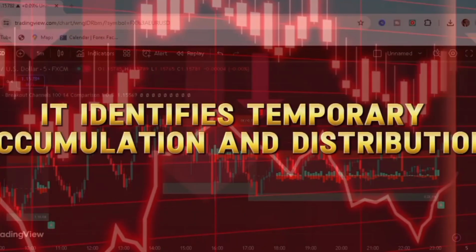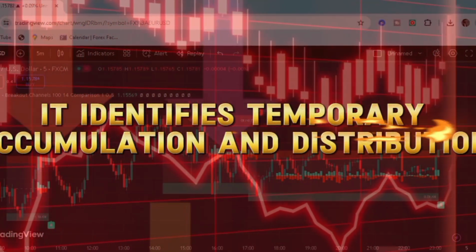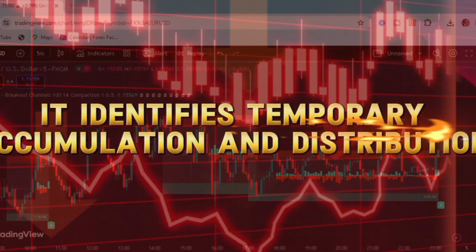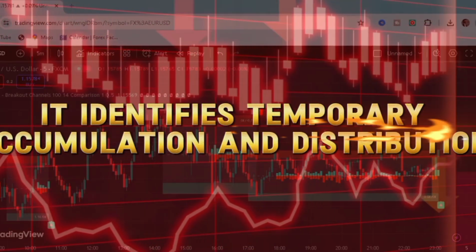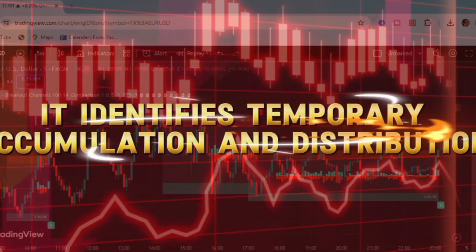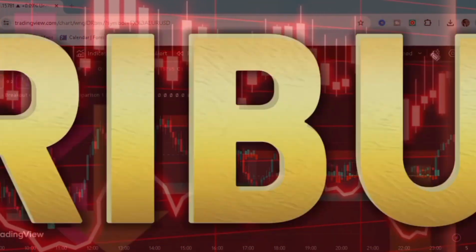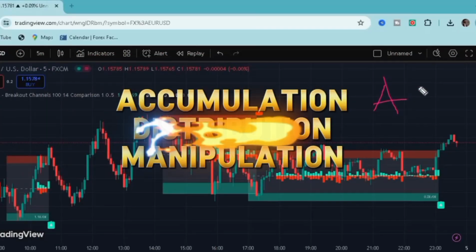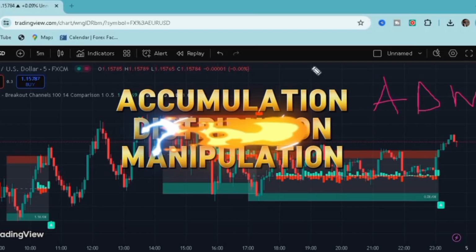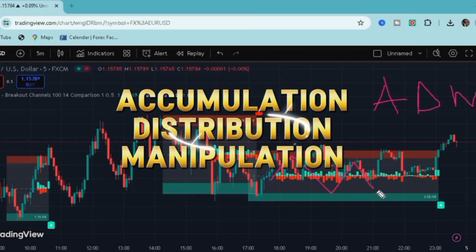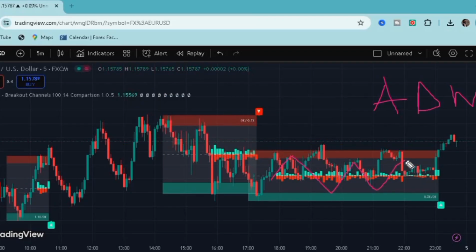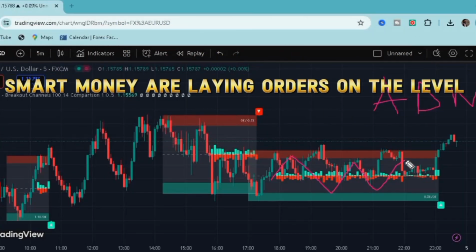And therefore guys, it identifies temporary accumulation or distribution ranges using the volatility as well. So guys, you all know about accumulation, you know about distribution, and as well guys, manipulation. It is a very nice thing to really know. And remember guys, accumulation is whereby there are ranges in the market, to make it clear. And so guys, a range, this is whereby smart money activity is taking place.